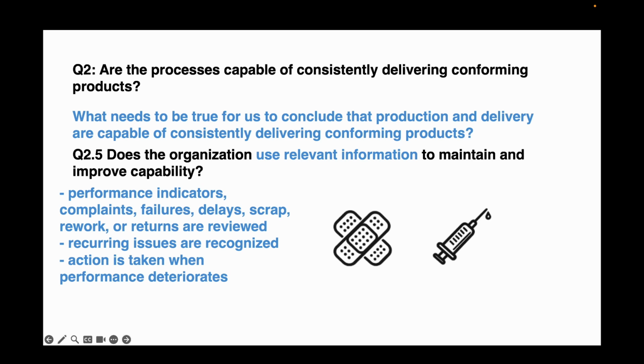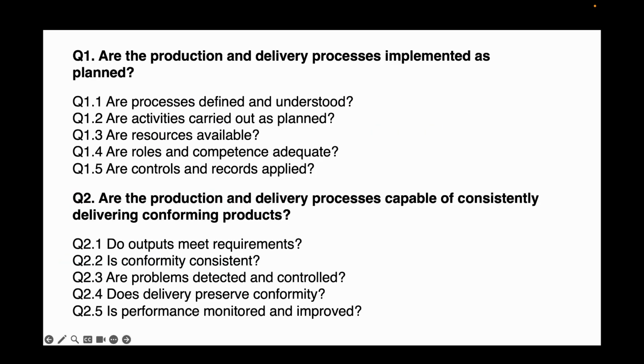Okay, so now we have a set of 10 questions. So, are processes defined and understood? Are activities carried out as planned? Are resources available? Are roles and competence adequate? And are controls and records applied? And then the second branch, the capability: do outputs meet requirements? Is conformity consistent? Are problems detected and controlled? Does delivery preserve conformity? And is performance monitored and improved?